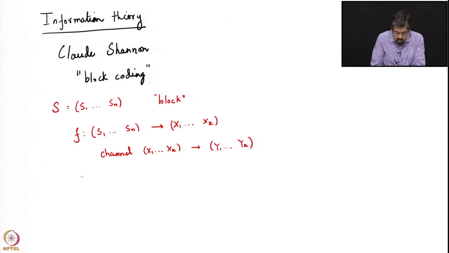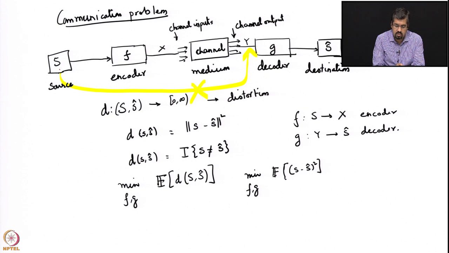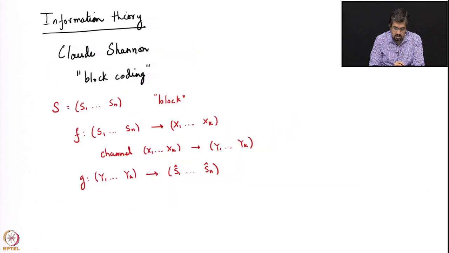Now, the decoder observes y1 to yk and maps that to an n-vector again, a string of symbols S1 hat to Sn hat. So, this is basically the same as what we had earlier, except that now I have been more explicit about what I mean by the source, the channel input, the channel output, and the destination. These are now strings of various lengths. The source is of length n, what goes into the channel is of length k, what comes out of the channel is also of length k, and whatever has come out is mapped again by the decoder to something of length n.